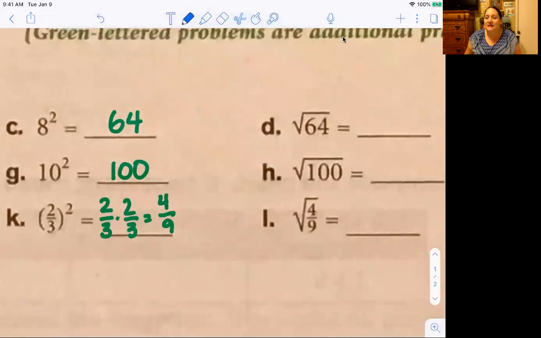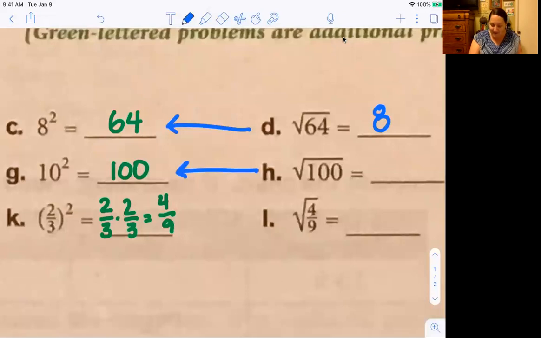So letter D, the square root of 64. What number times itself will give you the number 64? 8. 8 times 8 is 64. So the square root of 64 is 8, and that one helps us, right? Let's look at G to help us with H. Remember at the beginning of the lesson, we went over this one, the square root of 100. What number times itself will give you the number 100? 10. So the square root of 100 is 10.